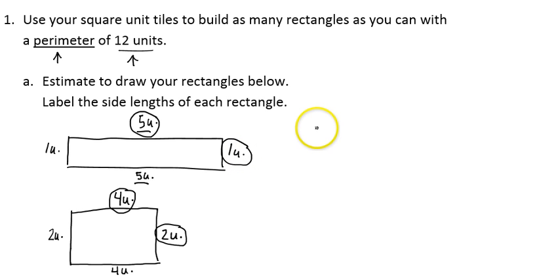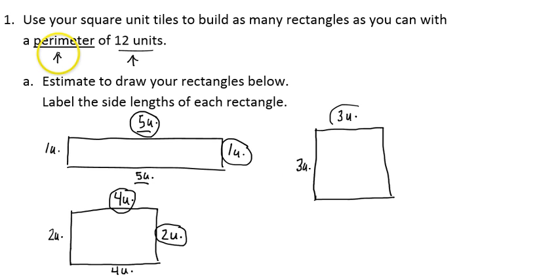Knowing that, I can come up with a third rectangle that would have a width of 3 units and a length of 3 units, because there's that combination of numbers that would give me half my perimeter. 3 and 3 is 6. That means the opposite side is 3 and the bottom is 3. 3 plus 3 plus 3 plus 3 gives me 12 units for my perimeter. So there's a third rectangle I can make. And of course, since all 4 sides are the same, this rectangle is also a square, so it's a special type of rectangle.